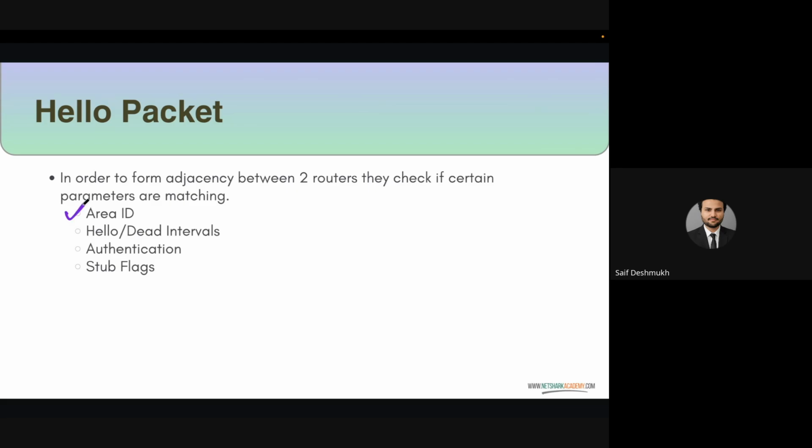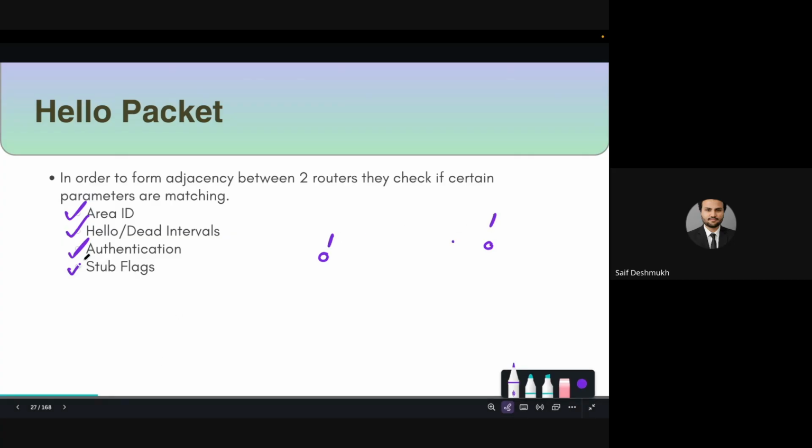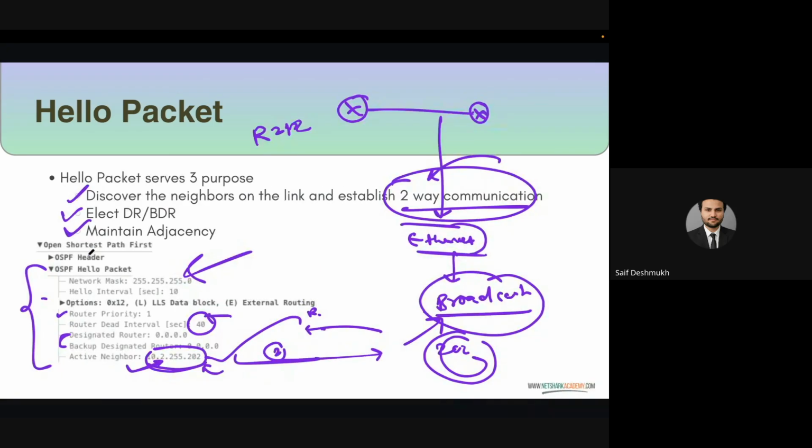Area ID is supposed to match. The timers are supposed to match. Authentication, if used, is supposed to match. If both sides use authentication type 0, it should still match. There are also some flags. They should match as well, very similar to how we have here.